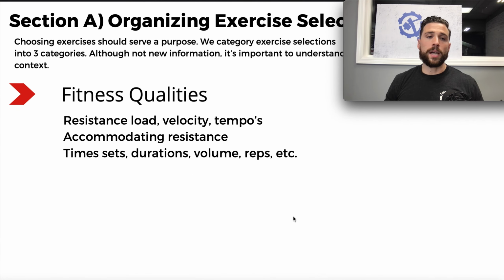Organizing exercise selection part 2, fitness qualities trying to be trained. We have different ones here. We have resisted load, we have velocity and tempos, we have accommodating resistance, we have time sets, duration, volume, and reps, right? It's all about what is the physical quality trying to be trained.